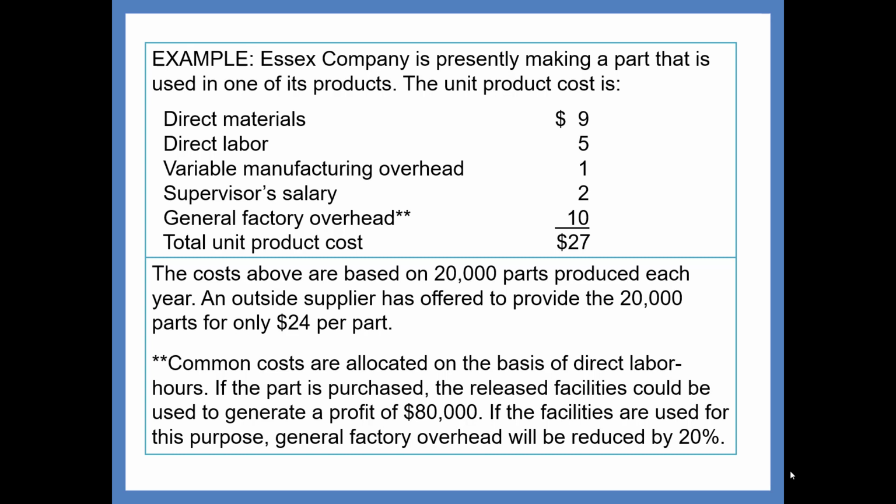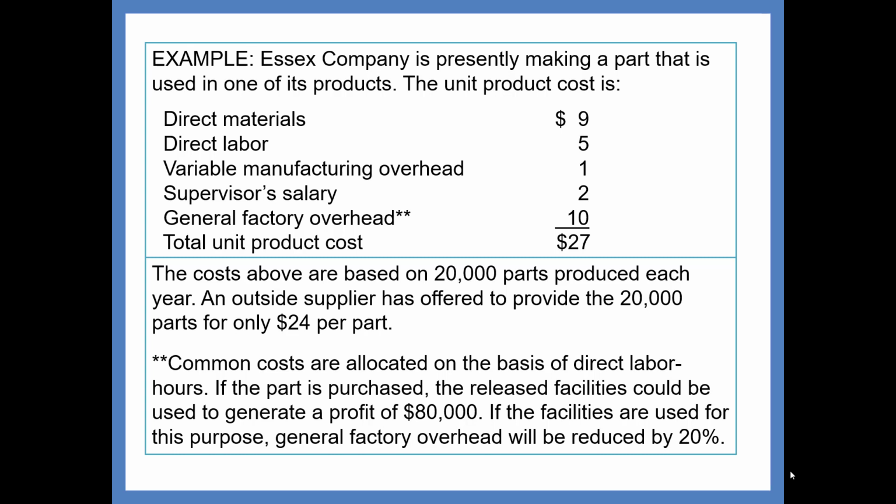Right now, it's costing them $27 to make the part, and they can buy it for $24, offering a savings, or so it appears. Common costs are allocated on the basis of direct labor hours. If the part is purchased, the released facilities could be used to generate a profit of $80,000. If the facilities are used for this purpose, general factory overhead will be reduced by 20%.